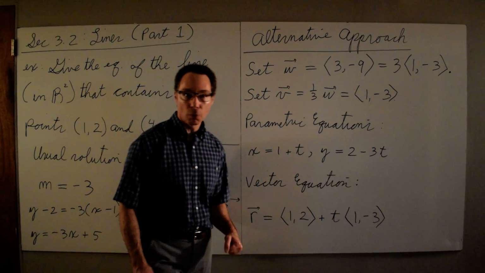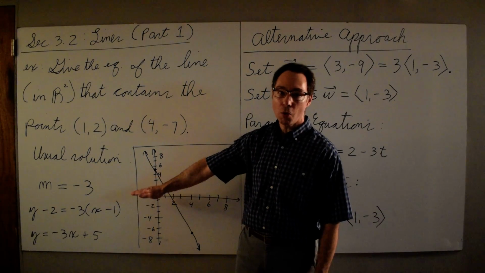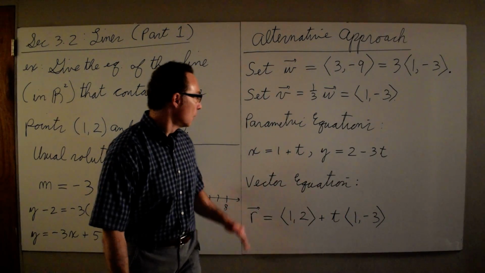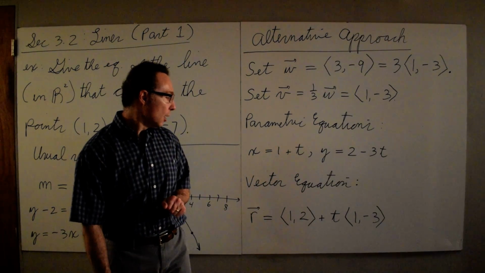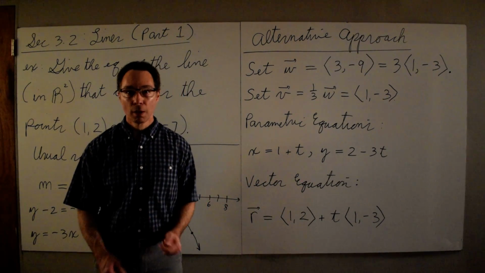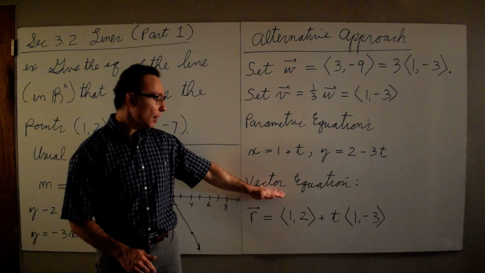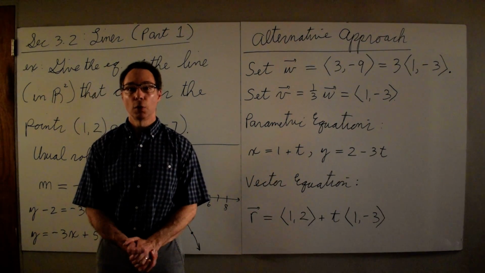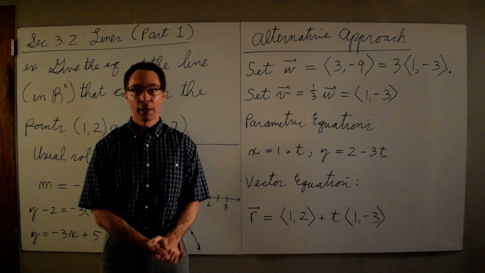So we can write an equation in 2-space in different ways. We have our standard way that we learned probably when we first started learning about lines. We have parametric equations, and we have the vector equation. In 3-space, we're going to have parametric equations, a vector equation, and the symmetric equations. And so we'll do those in the next videos.